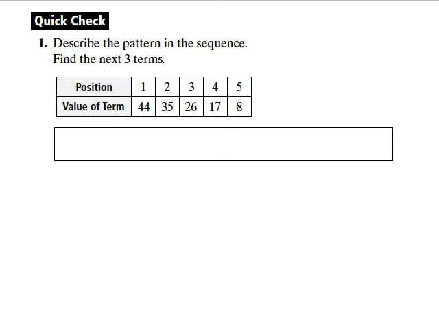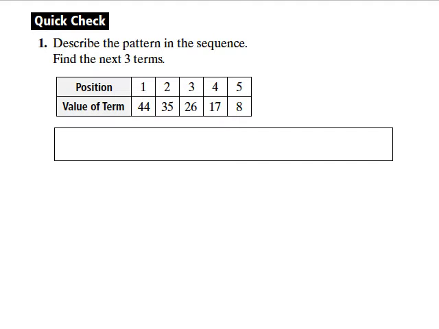Let's try quick check number 1 together. Describe the pattern in the sequence. Find the next 3 terms. Well, our sequence is 44, 35, 26, 17, and 8. When we start with 44, we go down to 35, we're adding negative 9 or subtracting 9. We go from 35 to 26, again, adding negative 9 or subtracting 9. 26 to 17 is adding negative 9 or subtracting 9. And 17 to 8 is adding negative 9 or subtracting 9.